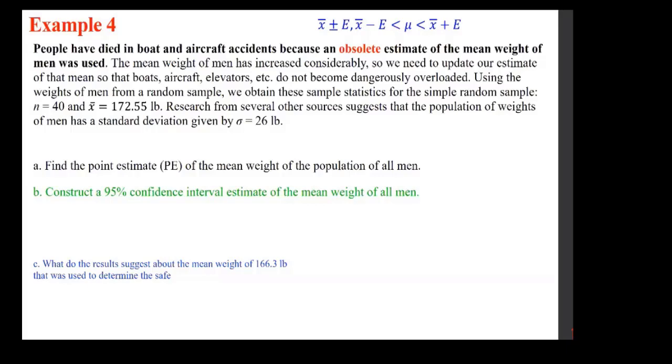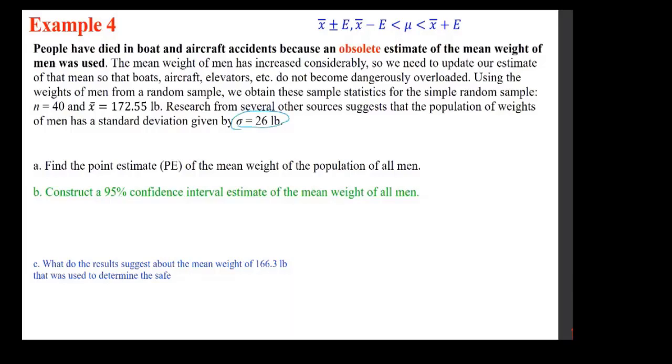Using the weights of men from a random sample, we obtained these sample statistics for the simple random sample: n equals 40, x bar equals 172.55 pounds. Research from several other sources suggests that the population of weights of men has a standard deviation given by sigma equals 26 pounds. Now, as far as the question is concerned, everything is given symbolically in x bar. What is really important is that you have s or sigma. And again, symbolically, they are giving us sigma. That's extremely important. So it's either normally distributed or it doesn't matter, n is large.